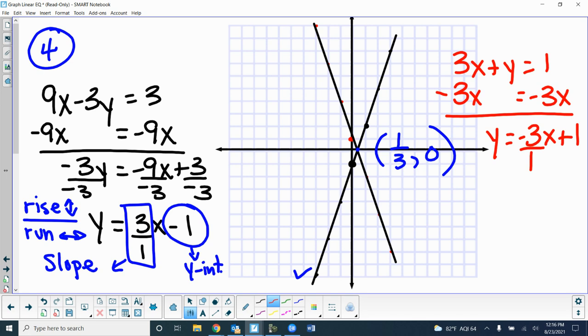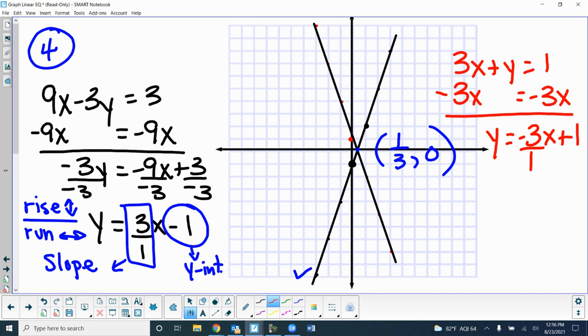So that's number 4 there, just showing you. Okay, any other first 4? We're good on graphing? Now we're going to practice graphing some more today in class. Okay?